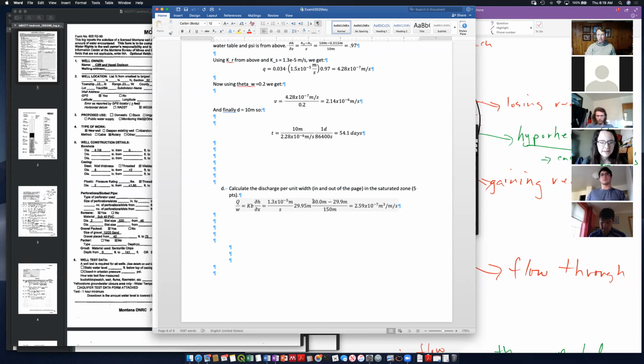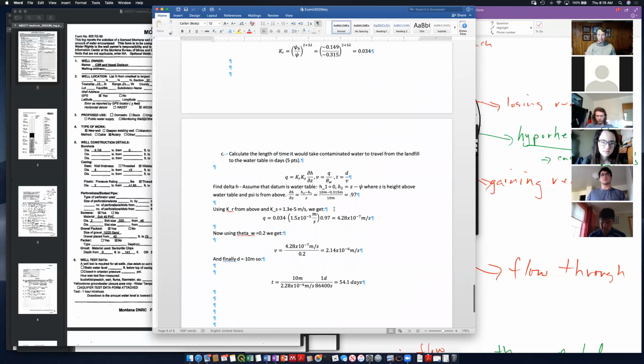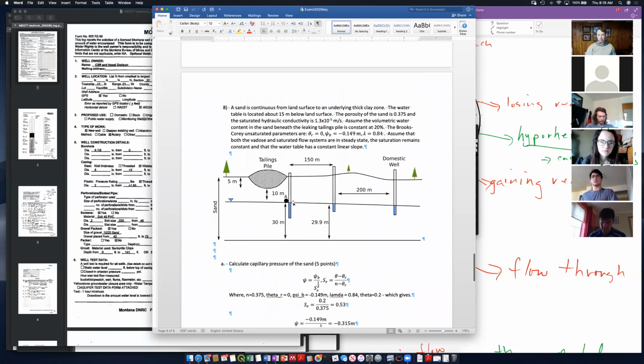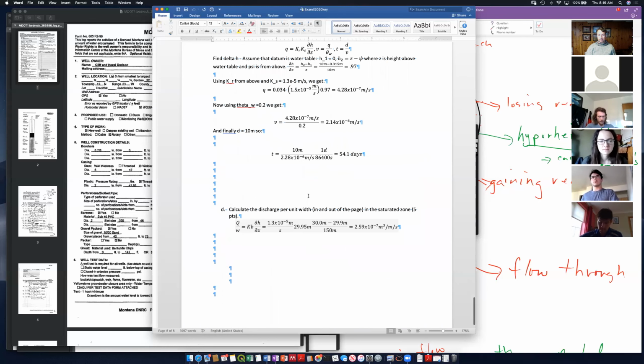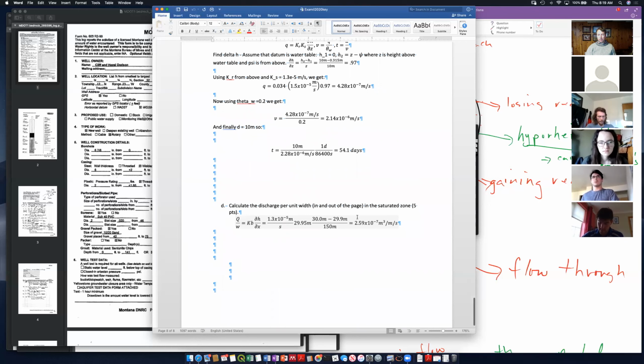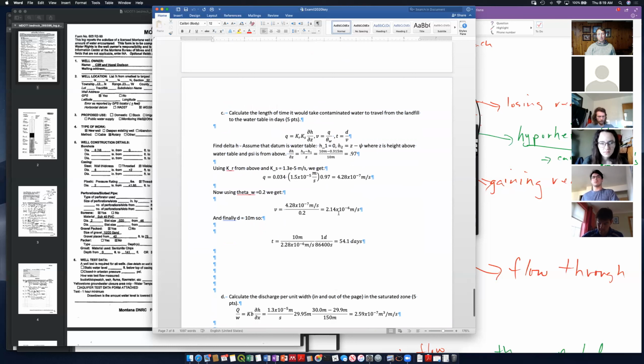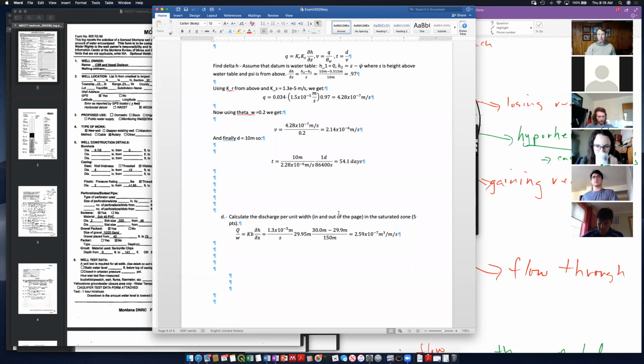And then the head gradient is 30 minus 29.9 over 150 meters. Right? So just the head here minus the head here divided by the distance between those two. All right, you should end up with something like 2.6 times 10 to the minus 7 meters cubed per meter per second.